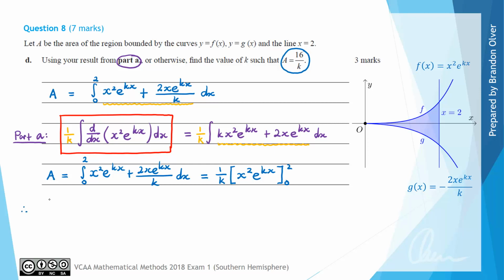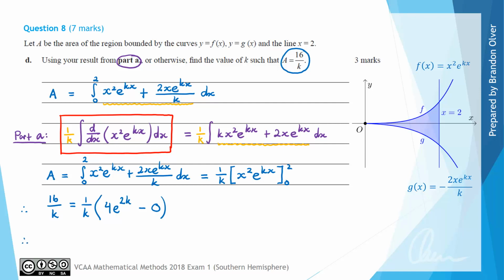So therefore we're going to write 16 on k is equal to 1 on k, and then we're going to evaluate this antiderivative by substituting in the upper bound and then subtracting the lower bound substituted in. So putting 2 into that will give 2 squared is 4, and then we get e to the power of 2k, and then we subtract away the lower bound substituted in, but when we put 0 into there we just get 0 squared is 0, times anything is just going to be 0. So that's what we find the value of the definite integral to be equal to.